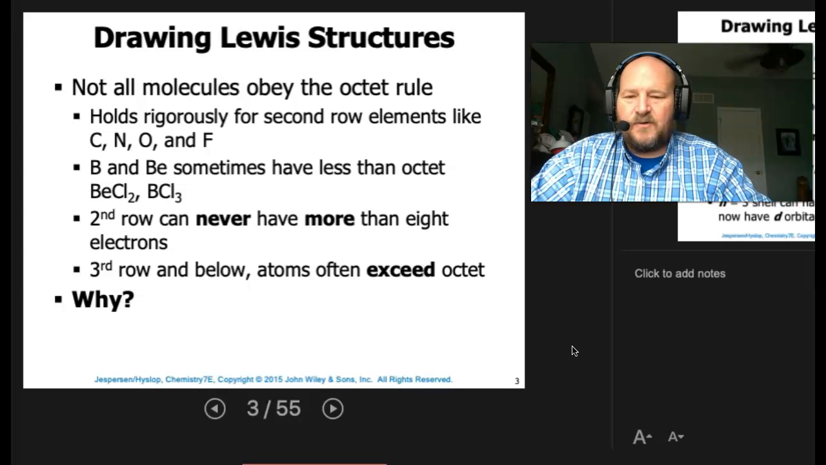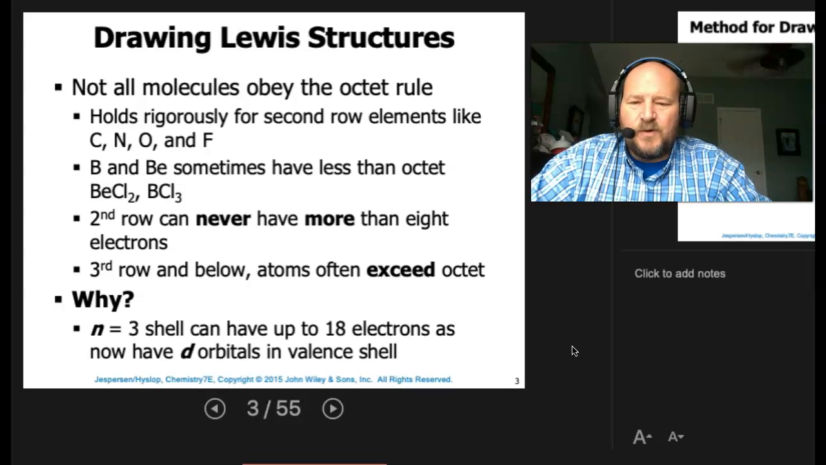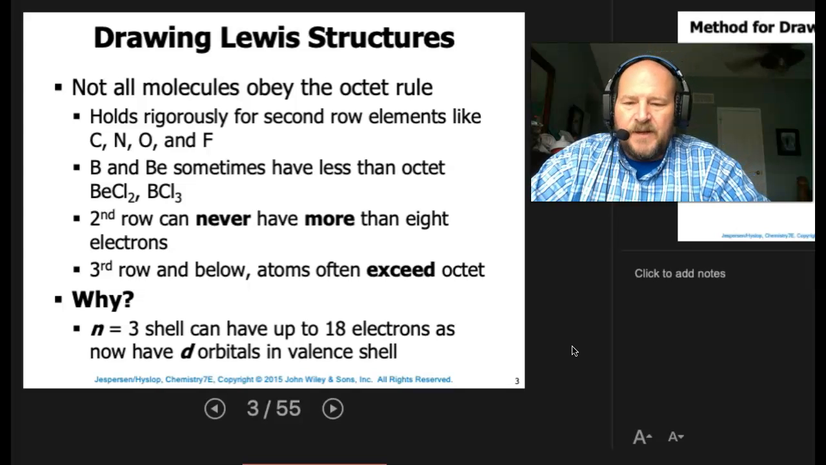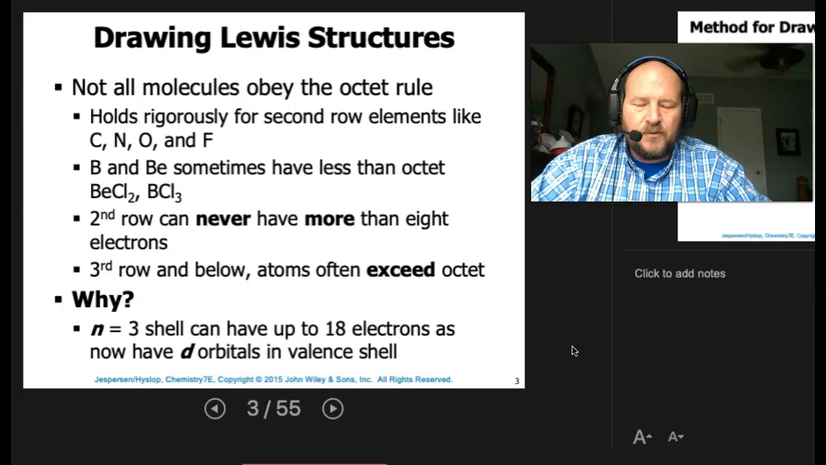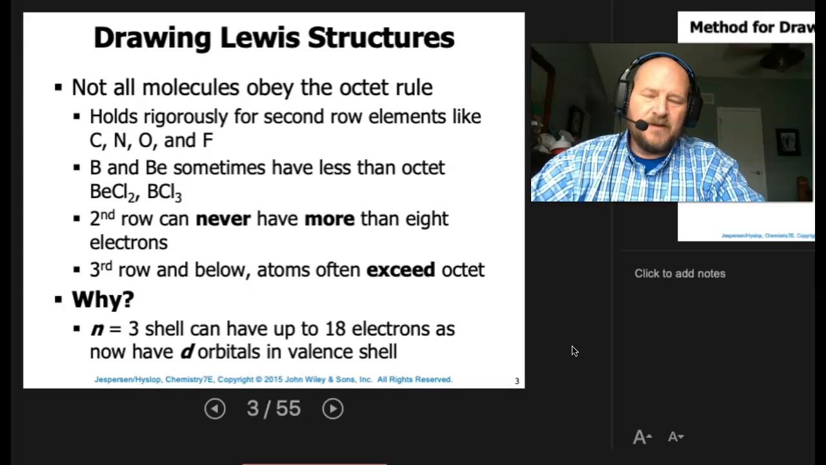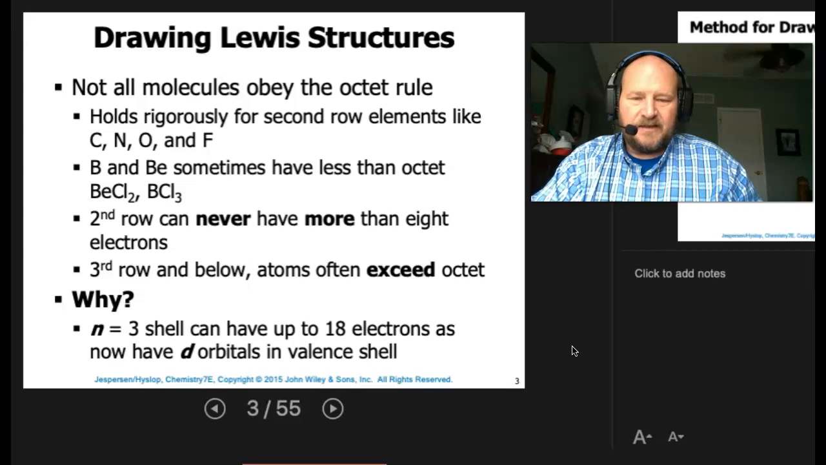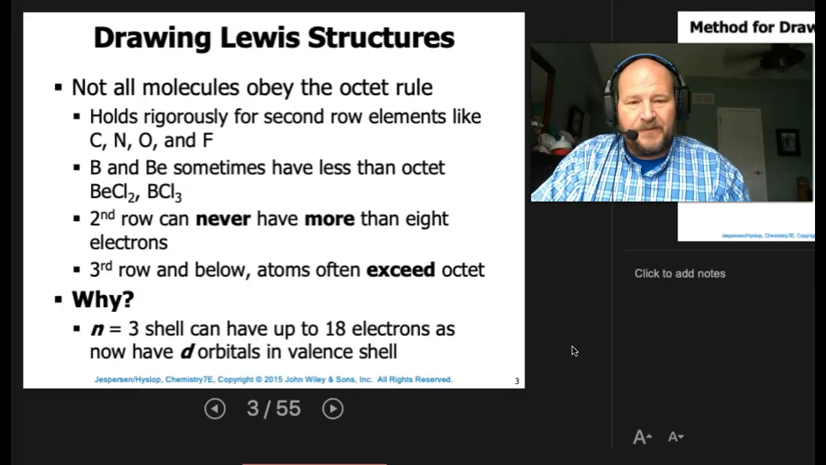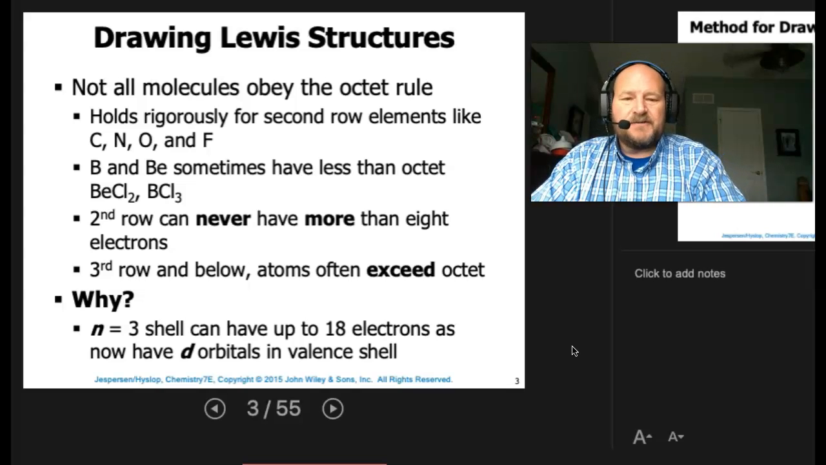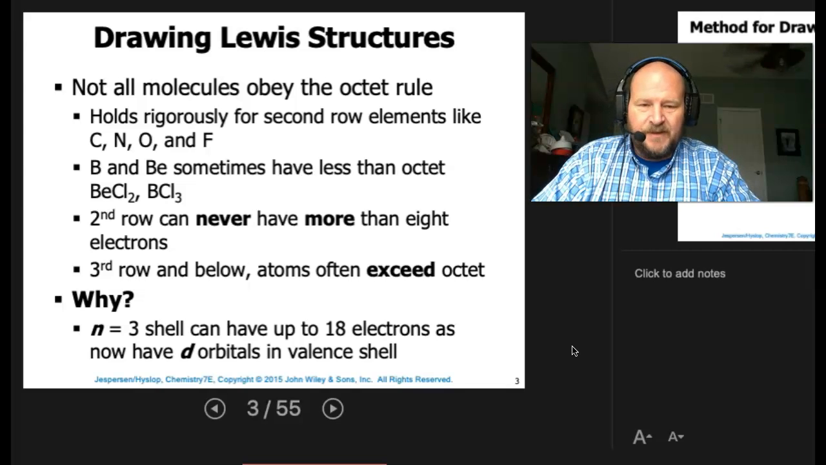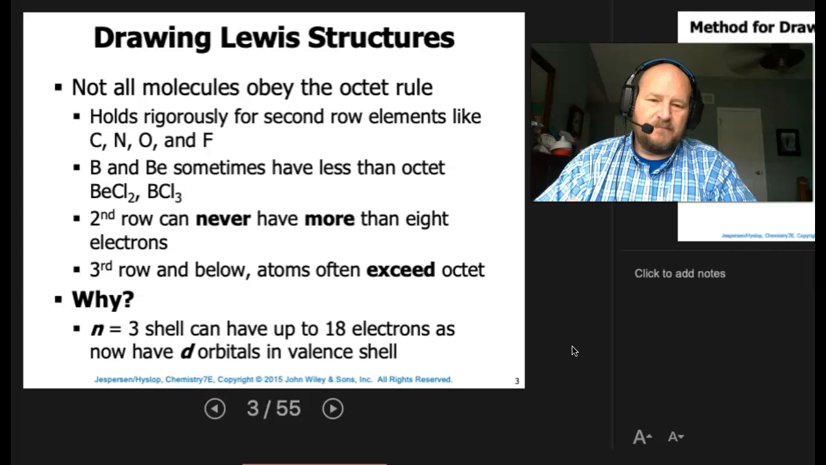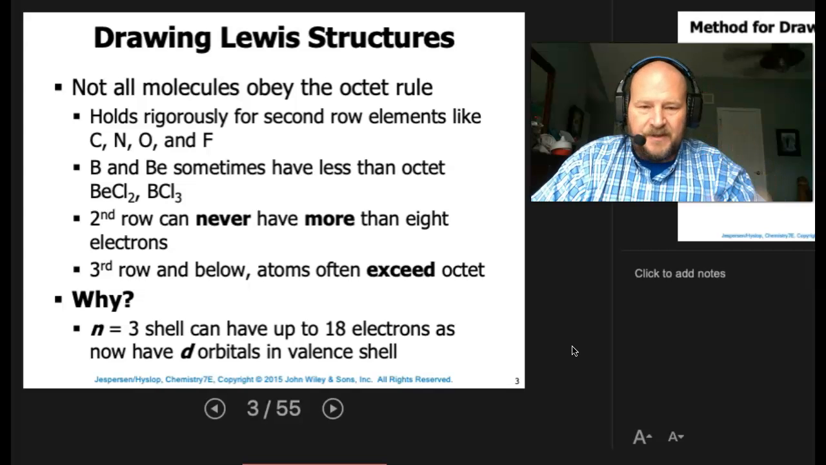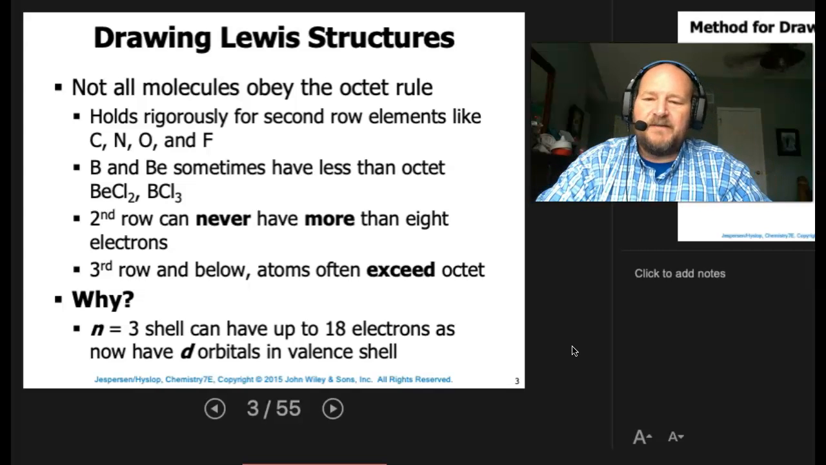Just to let the cat out of the bag real quick, or you might even already know, once we get to those d orbitals, then when n equals 3, that third row, the shell can now have up to 18 electrons. So once we introduce that third energy level, even though typically we're looking at s and p electrons, that d orbital is there. And even though we fill the 4s before we fill the 3d, that 3d is there. So once we introduce that third energy level, we have all 18 spots that can be occupied by electrons. So that's going to lead to an excess, potentially, of the octet rule.